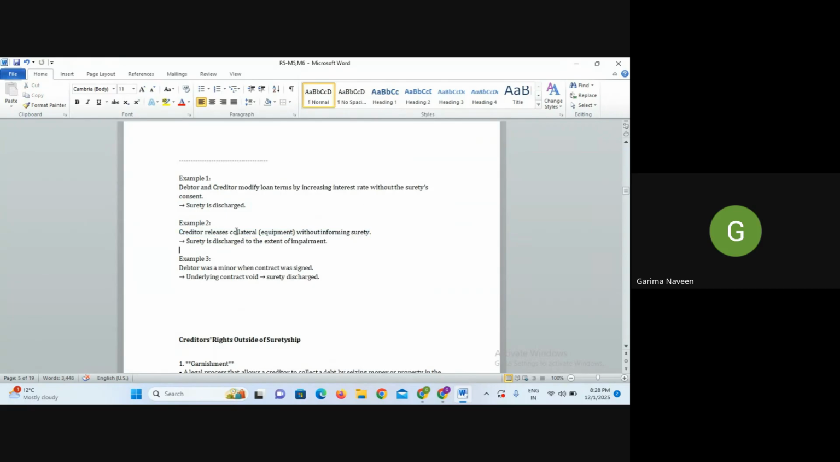So again, there is the release of collateral, and in that case your surety is discharged to the extent of the impairment. Next, the debtor was a minor when the contract was signed. Since your debtor lacks capacity, the contract is void, and here your surety also does not have any liability.